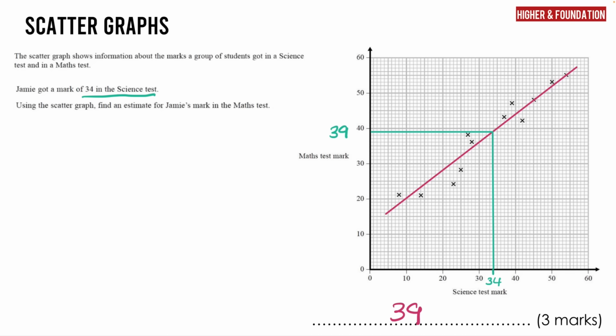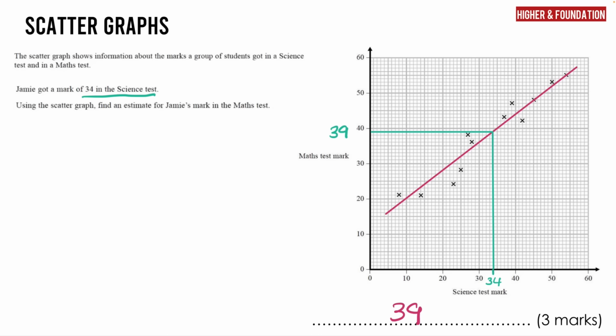You can be asked a few things about a scatter graph. So we can be asked about the correlation. This one has a positive correlation as it's sloping up. We can be asked about the relationship. This particular scatter graph shows that as students got higher science marks, they also got higher maths marks. So when you're describing a relationship, you're actually looking at the context of the question and writing about what it shows.